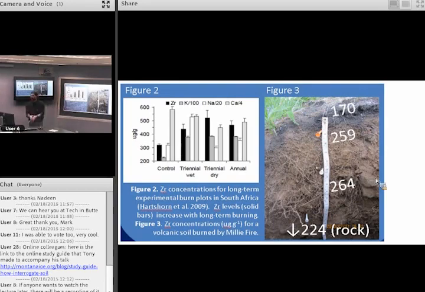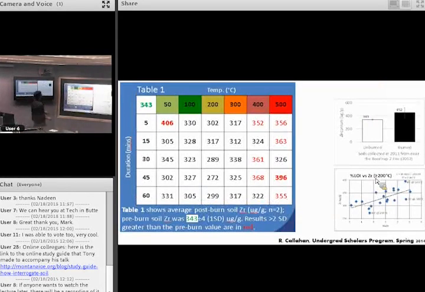And so this is a little bit of an issue, and actually Russell would be happy to answer any questions you have on weirdness with things like zirconium, high field strength elements post-fire. The cool thing that Russell did is that he experimentally burned unburned soil. So 343 zirconium to begin with, he sticks into a muffle furnace and simulates burning, right? So 50 to 500 degrees Celsius over varying durations, 5 to 60. And in general, you can see some of the numbers are bigger, but it's a pretty modest increase, right?